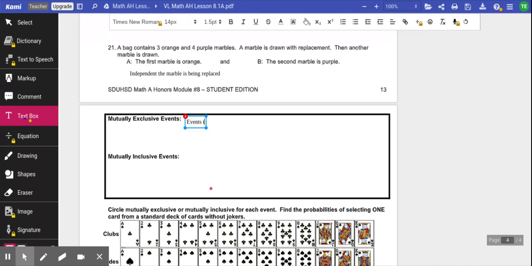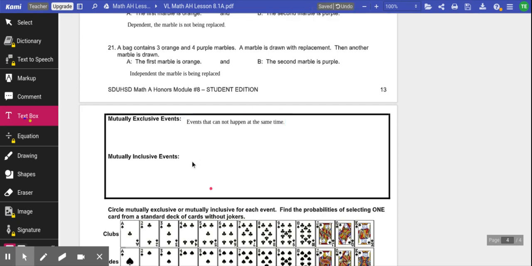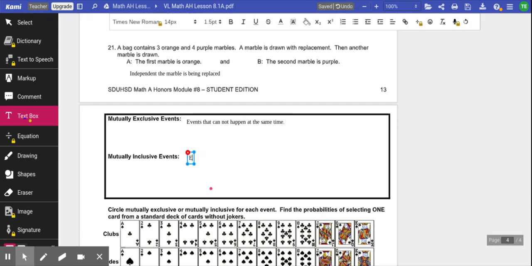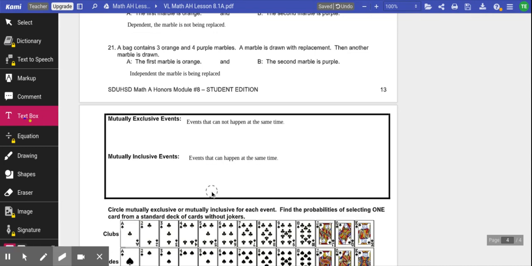So, events that cannot happen at the same time. And we'll add a little bit more to this later. And this right here, events that can happen at the same time. Okay, so let's just go try some and then we'll come back once we've seen a little bit to clean up the definition.